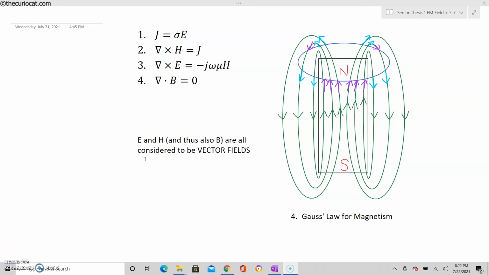Here, I would like to illustrate another concept, which is that the electric field and the magnetic field are considered to be vector fields. And you can see that illustrated up here in our example, because you see the magnetic field lines are all shown as a bunch of little arrows. So all of these arrows have magnitude and direction, and therefore they constitute vectors. So because there's a bunch of vectors, this is considered a vector field.